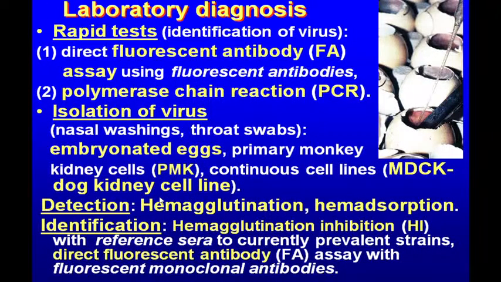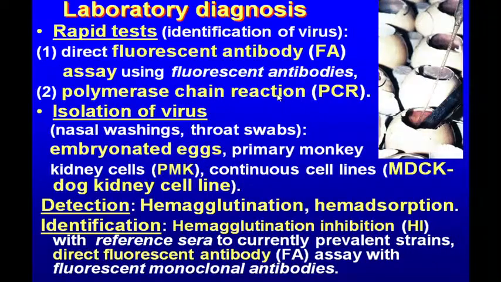Laboratory diagnosis of influenza. Quite often we may use so-called rapid tests. This is identification of the virus, usually in the nasopharyngeal swabs. And now it can be done by direct fluorescent antibody assay, or most commonly by immunochromatography. Also, polymerase chain reaction may be useful, but it is not really in common use because it is too expensive for large-scale diagnosis. Usually the immunochromatography is used.